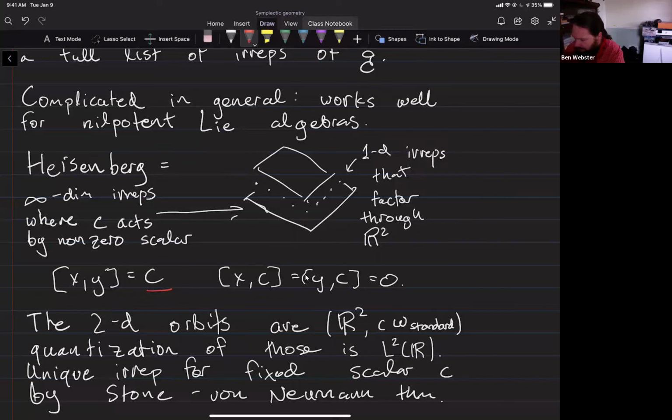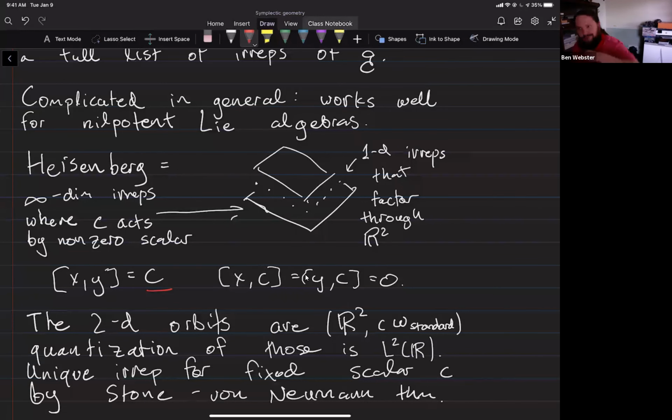And on the other hand, I have these full planes. Those correspond to infinite dimensional representations of the Heisenberg, where C acts non-trivially. There's a theorem called the Stone-von Neumann theorem that if I fix a non-zero value of C, up to kind of completion, there's only one representation of the Heisenberg with that scalar. And we know that comes from L2 of R. It's the representation on L2 of R of the position and momentum operators.